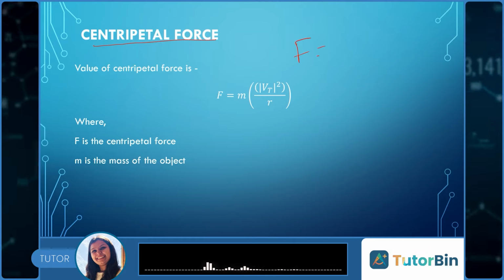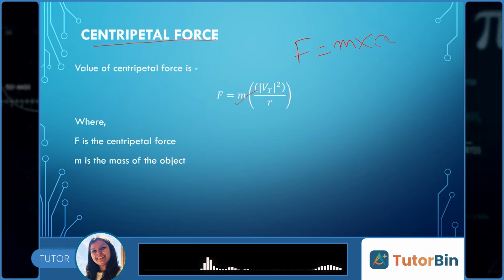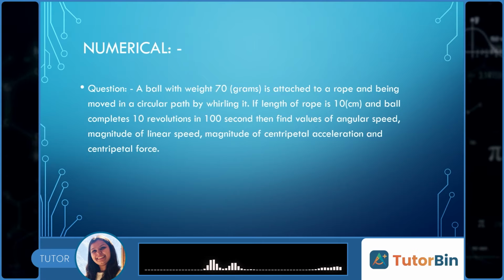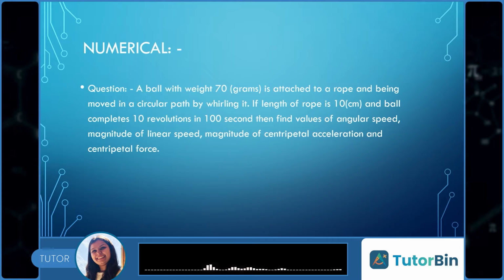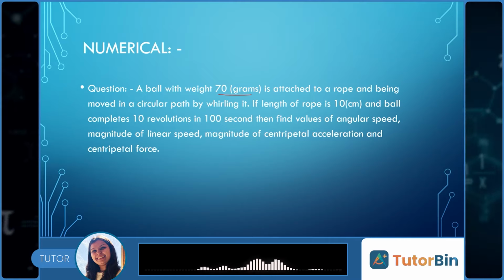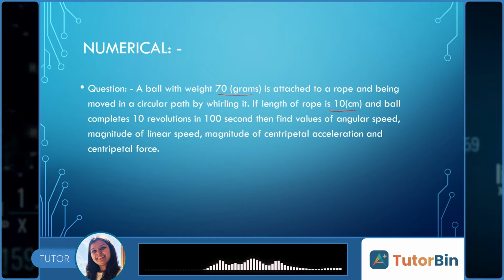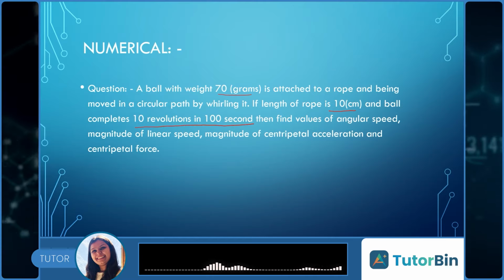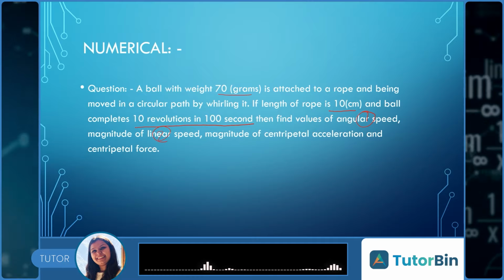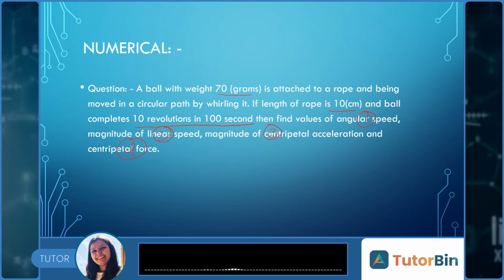Force is nothing but mass times acceleration. Thus, centripetal force is mass times centripetal acceleration. Now, let us solve a numerical based on uniform circular motion. A ball with mass 70 grams is attached to a rope and being moved in a circular path by whirling it. If the length of the rope is 10 cm and the ball completes 10 revolutions in 100 seconds, then find the values of angular speed, magnitude of linear speed, magnitude of centripetal acceleration, and the centripetal force.